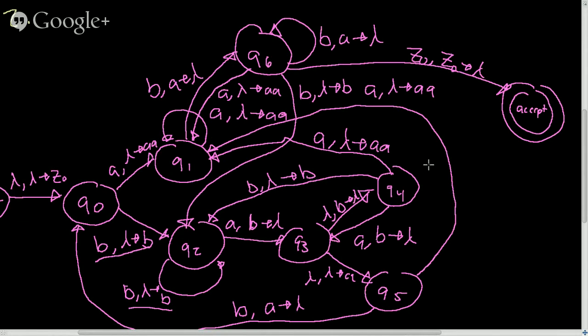We can also get to the accept state from, let's see, we can't get to it from Q2 because that's only if we have pushed a bunch of B's. We can get to it from Q5. So if we have pushed exactly 2 B's, for example, in Q5, and we see Z0, then Z0 can go to lambda, and that would be acceptable. Sorry, that's not correct, not Q5. Let me delete that. Q4 is what I meant. Q4. So Z0, and then Z0 would go to lambda. And that will work.